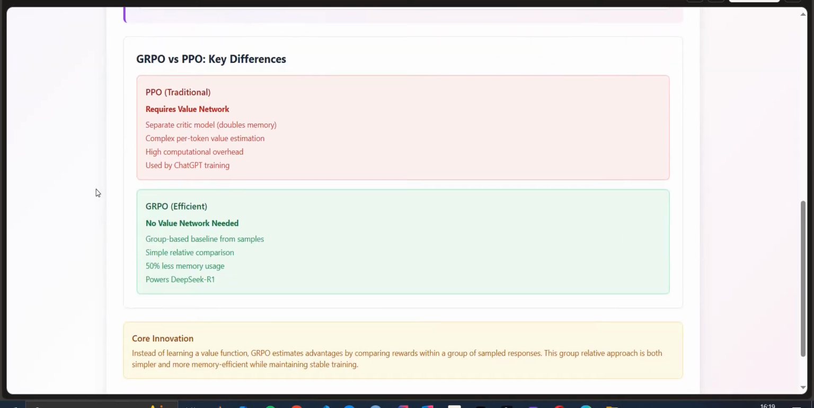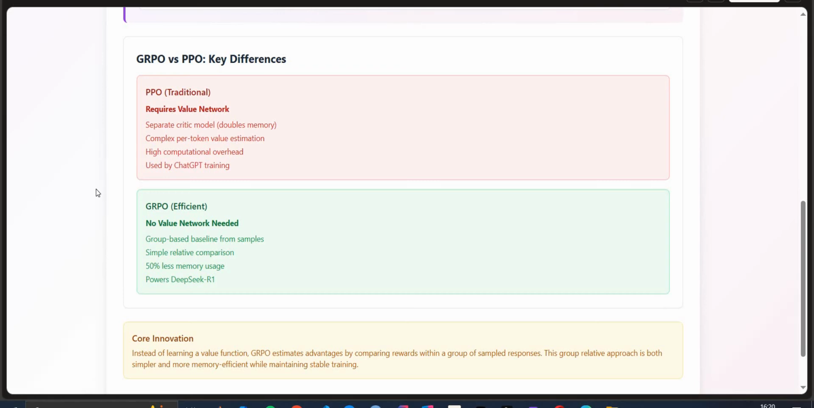And here we have a comparison. With traditional PPO, we need a value network, also known as a critic, and this critic estimates how good each action or token is, which doubles the memory footprint. It is also computationally expensive because it requires calculating per token value estimates across long text sequences.